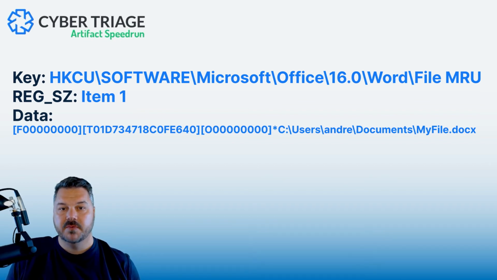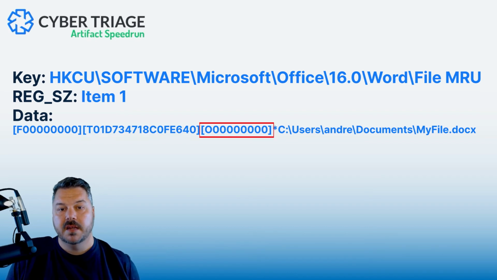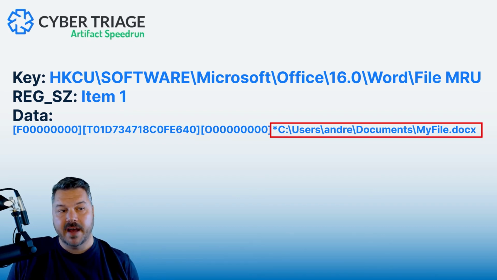In the data section, we have a few different pieces of information and we'll walk through them. The first section that starts with F000 and so on means that the document was pinned. The next section in brackets is the date timestamp in hex representing a Windows FILETIME date time in Big Endian. Next is a marker, and the last is the full ASCII path and file name.